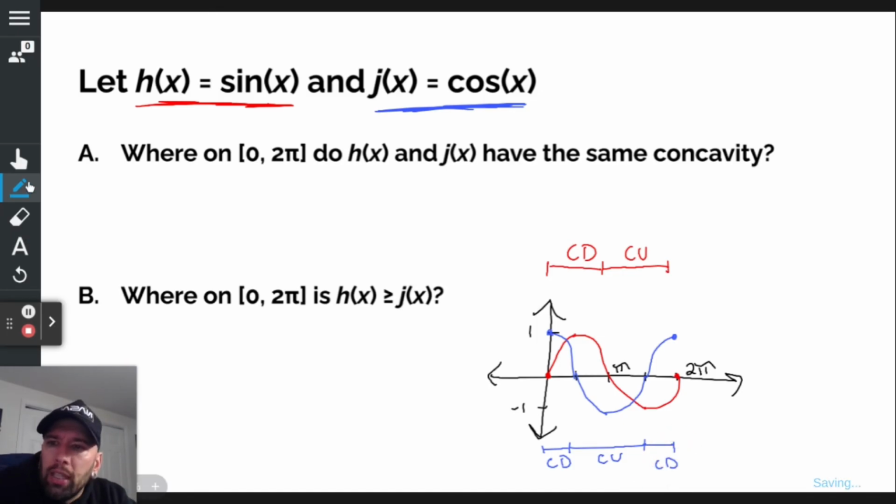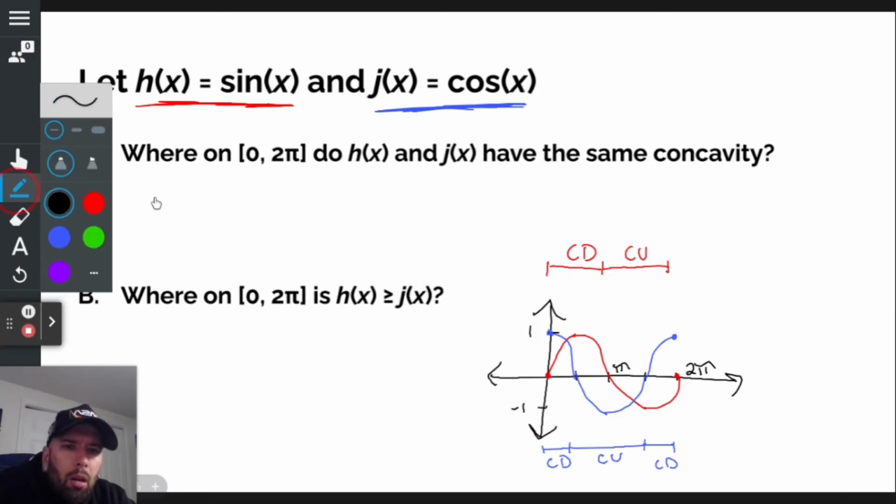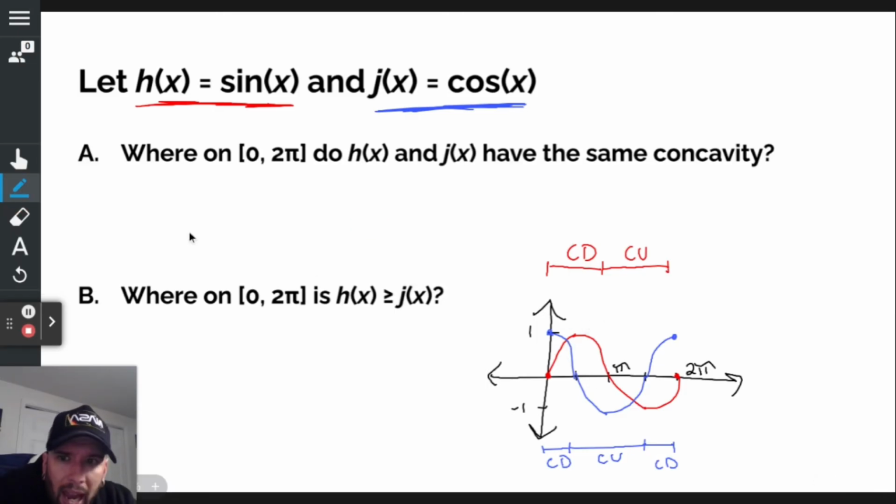So both of these are concave down. So I'll say that. I'll be specific. Concave down on the interval 0 to pi over 2. And both of these are concave up on the interval pi to 3 pi over 2.